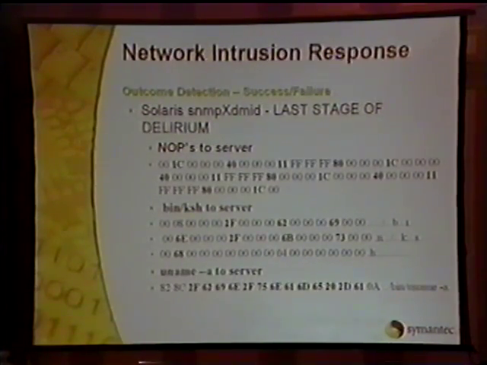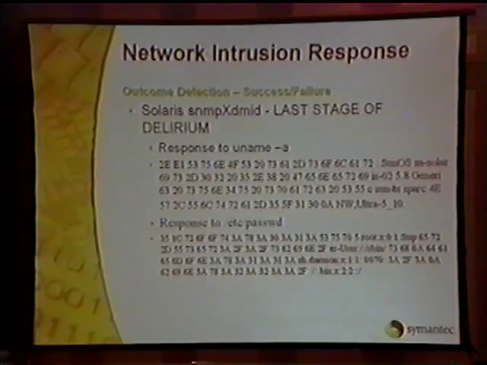Here I took the Last Stage of Delirium exploit to show you a little bit of outcome detection in its simplest form. Here we see no-ops going to the server, we see bin sh going to the server, and we see uname -a going to the server. So that's all headed toward the server to do a buffer overflow, basically. The response that we get back is the response to the uname -a, and also the response to such things as cat /etc/passwd. So if you see cat /etc/passwd or anything that's abnormal out of the range coming from your DNS port, you know you have a problem.